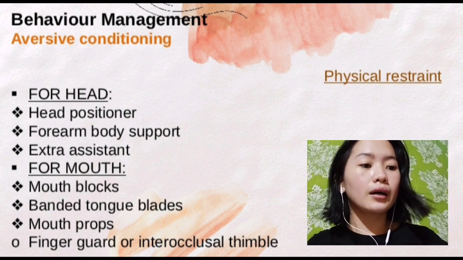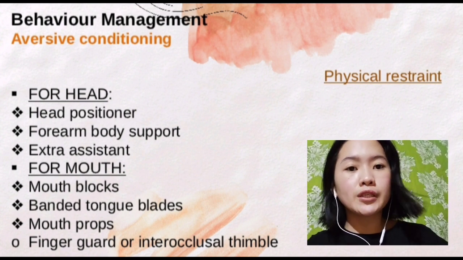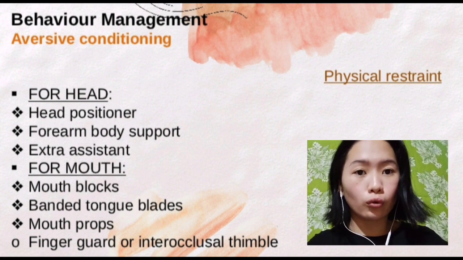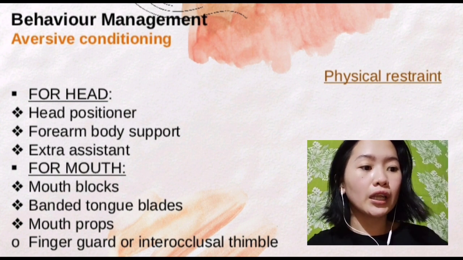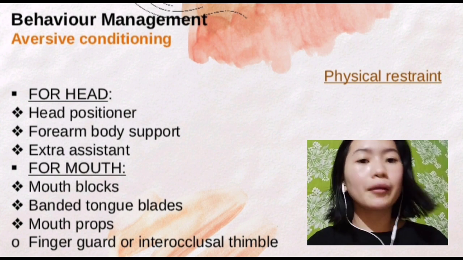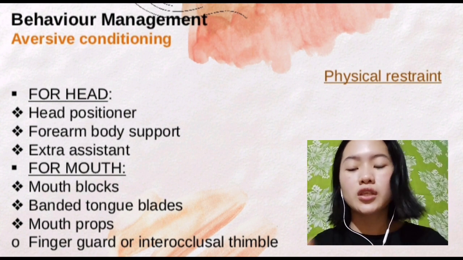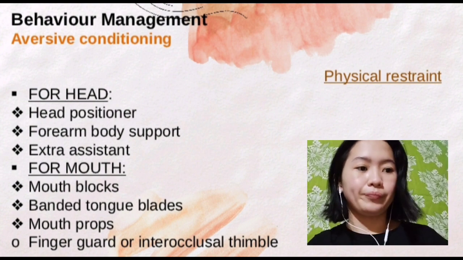And next, we have banded tongue blades. These also depress the tongue to allow for examination of the mouth and throat. Next are mouth props or a finger guard, or a thimble. A thimble is a cup-like finger protector used for sewing by both tailors and home sewers.